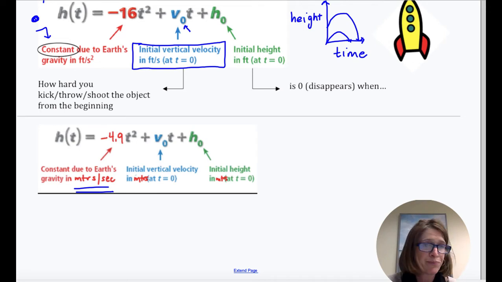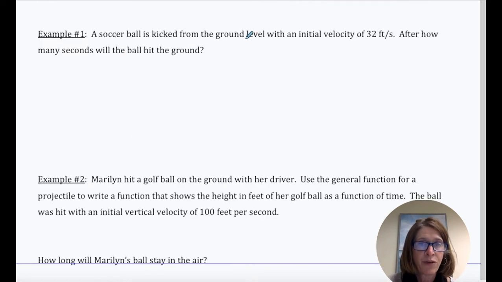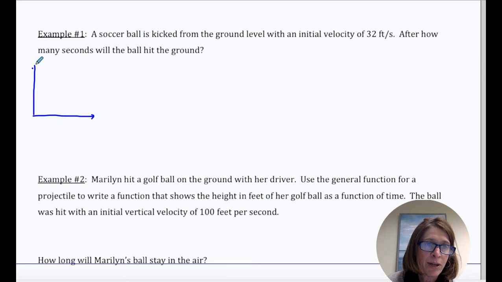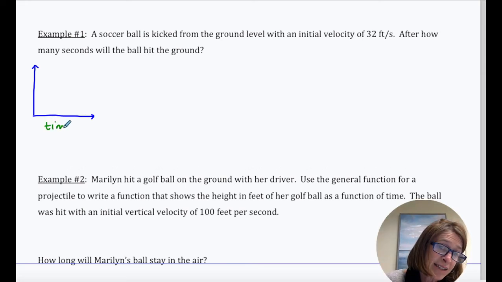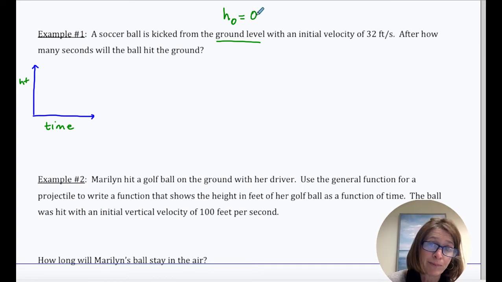So let's look at an example. A soccer ball is kicked from the ground level with an initial velocity of 32 feet a second. After how many seconds will the ball hit the ground? The first thing I want to do is a quick sketch of what's happening. I know it's a vertical motion problem because something is being kicked into the air and it's going to go up and down. Time is along the x-axis and height is along the y-axis. It's kicked from ground level, so h sub 0 is equal to 0. My initial velocity is 32, so v sub 0 is 32. The graph starts on the ground, the ball goes up, and then it goes down.